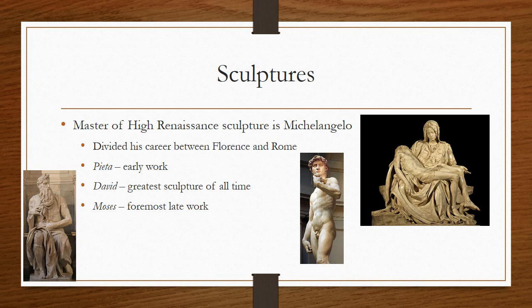Sculptures. Master of High Renaissance sculpture is Michelangelo. He divided his career between Florence, his native city, and Rome. His early work is Pieta. The greatest sculpture of all time is said to be David, and Michelangelo's foremost late work is Moses.